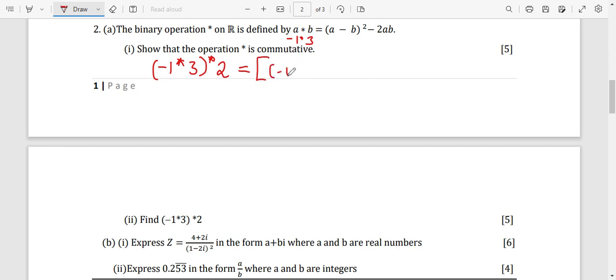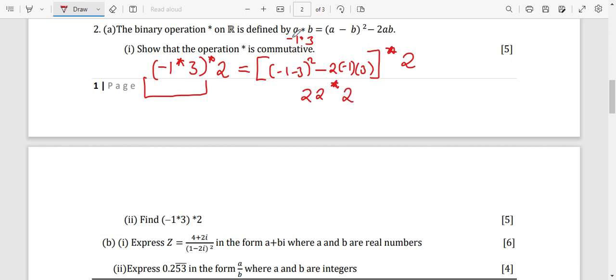So that will be negative 1 minus 3 squared minus 2 times negative 1 times 3. The answer that you get after you perform this operation up to here, now you are going to say star 2. Negative 1 minus 3, that's negative 4. Negative 4 squared, positive 16. Negative 2 times negative 1, that's positive 2 times 3 is 6. 16 plus 6 is 22. So what we have is 22 star 2.